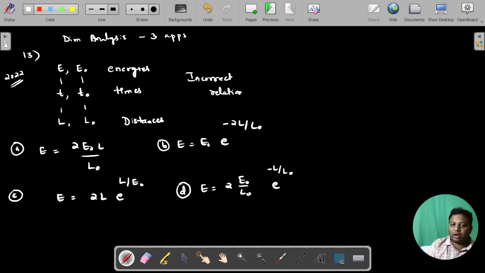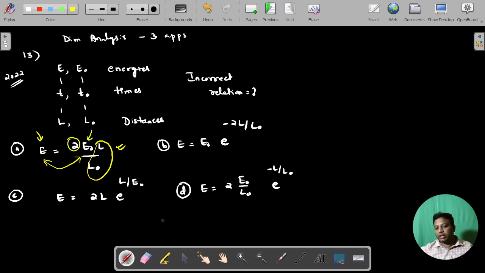Okay. How do we get the incorrect relation? Simply by observation we can identify which one is incorrect. See, L by L naught is dimensionless. Both are the same physical quantity. 2 is dimensionless. We are getting E equal to E naught. The dimensions of energies are the same only. Now, left side and right side of the equation must have the same dimensional formula. Left side you have energy, right side also you have energy only. The equation is dimensionally correct. There is no problem at all.